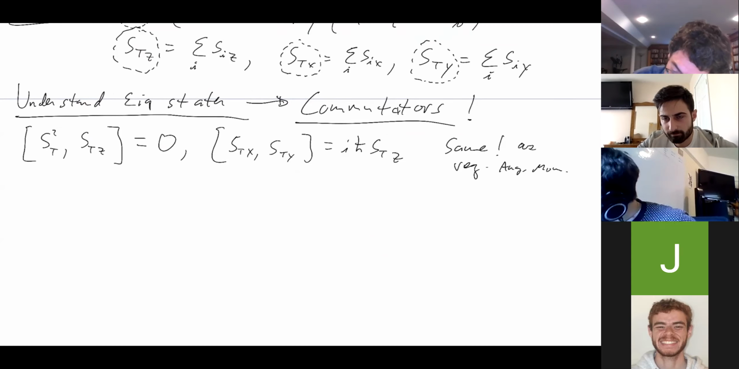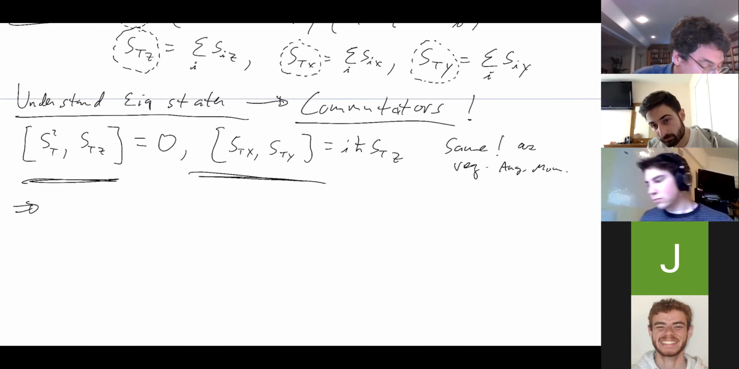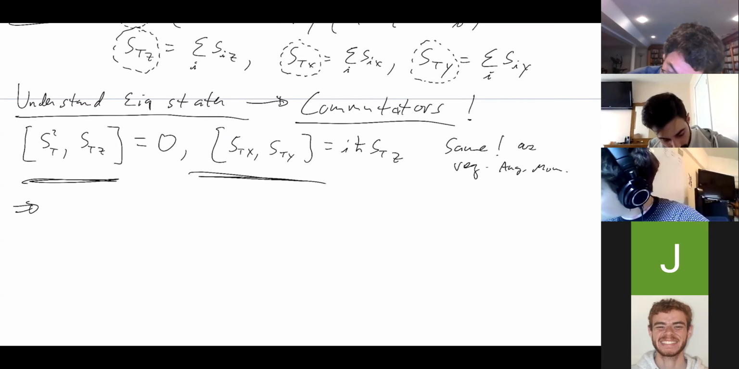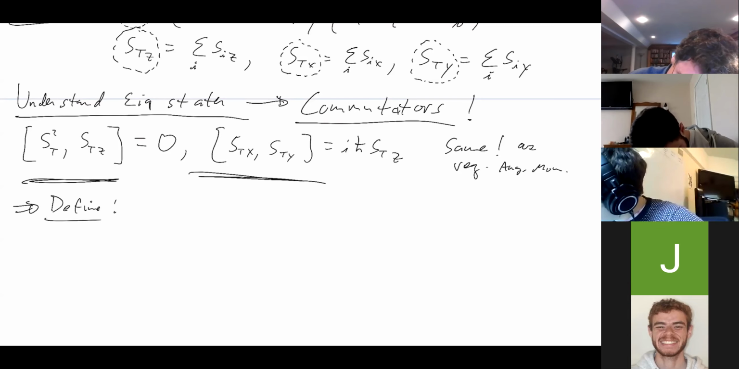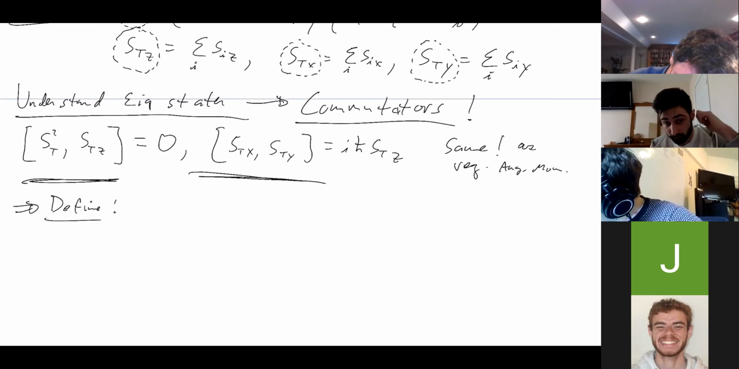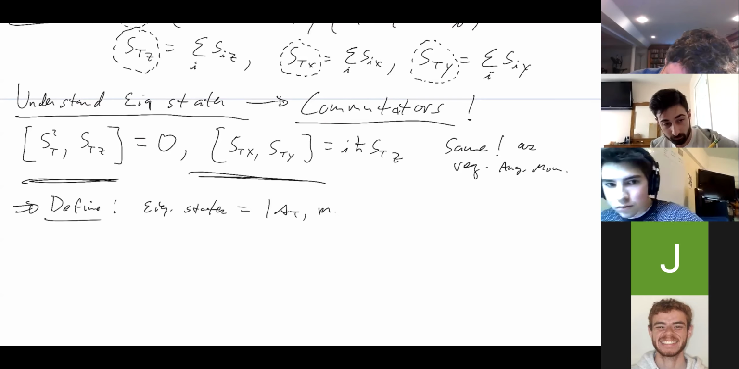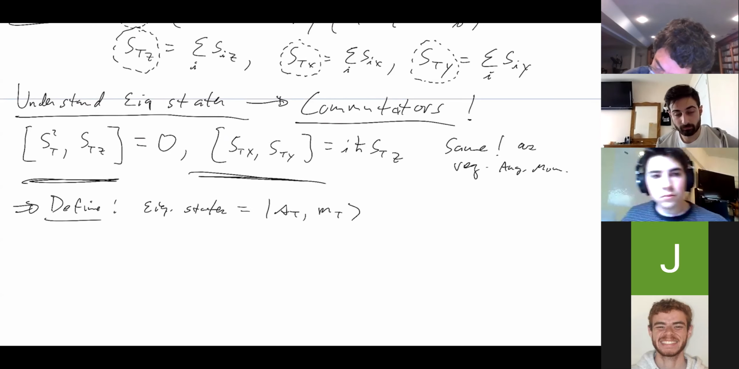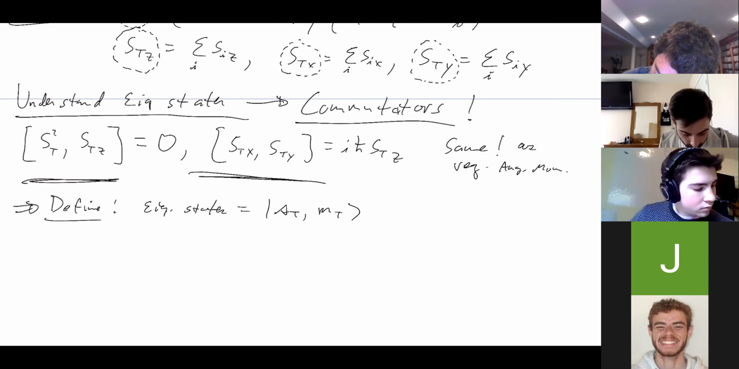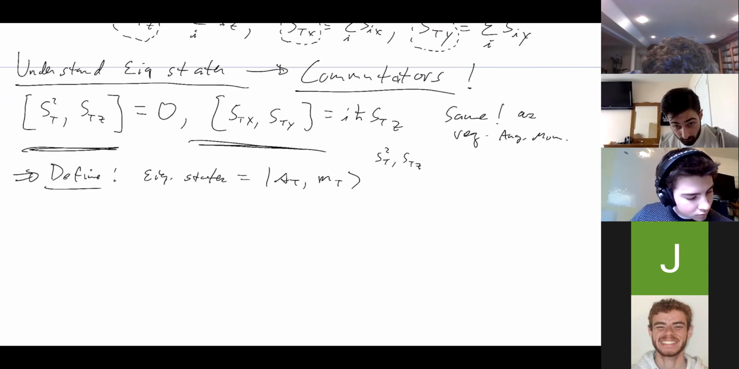What if the commutators are the same? That means then that we can define simultaneous eigenstates of S total squared and S total Z. We can define the eigenstates |S total, M total>, right? This is a simultaneous eigenstate of S total squared and S total Z.